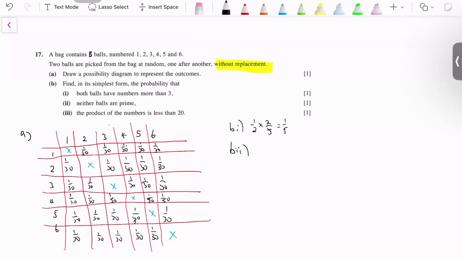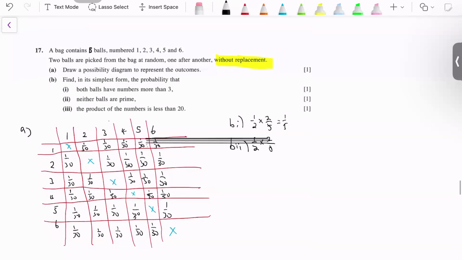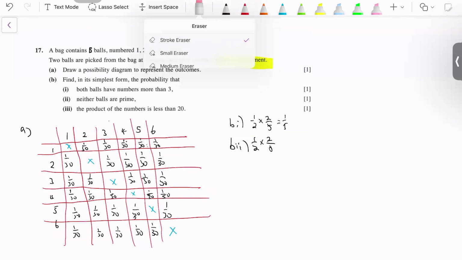B part 2. So that neither ball is a prime number. So in this case, for the first draw, if the ball is not a prime number, that means it must be either 1, 4, or 6, which means it's half. And after removing one ball, where either 1, 4, or 6, we are left with 2 balls which are not prime numbers. So same thing, 2/5. So what we are left with is 1/5. That's the probability.